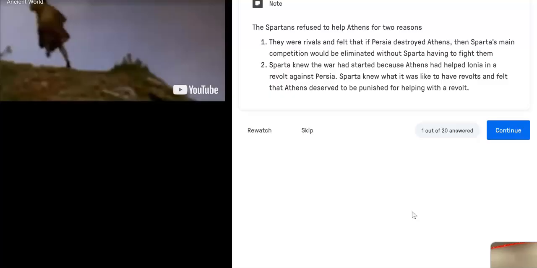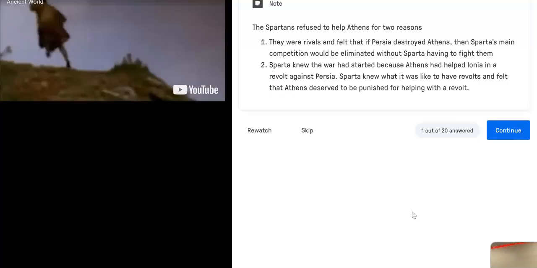So Sparta's like, this is great. Persia, who never loses, Persia, who has this strong military, is going to go and they are going to beat Athens. We're going to become the most powerful city-state. We didn't have to go fight a war. We didn't have to lose a single soldier to do it. This is fantastic. So that's one reason that Sparta's like, not going to happen. The other reason is even more important.